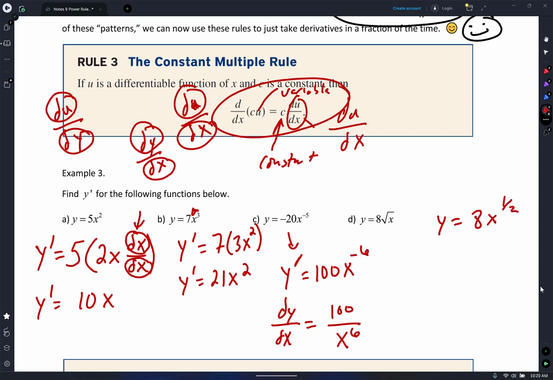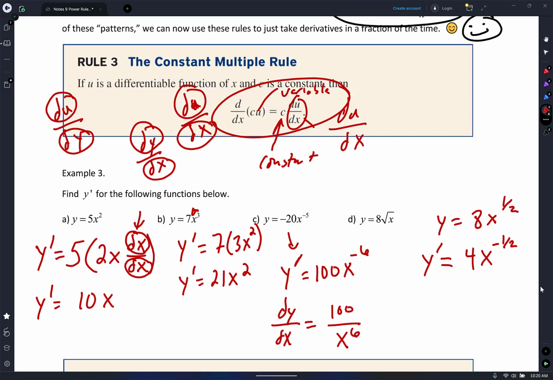Are we okay? All right, y prime equals, what is half of 8? 4, because I did 8 times a half. And then I subtract 1 from that half. What's 1/2 minus 1? Negative 1/2.